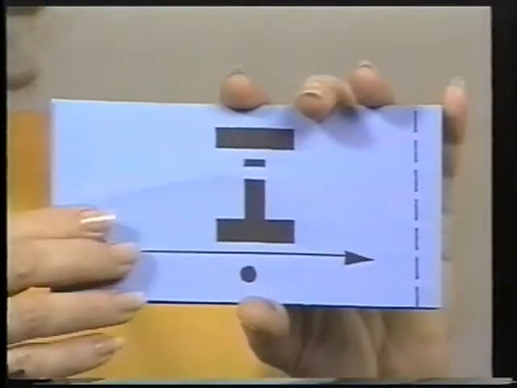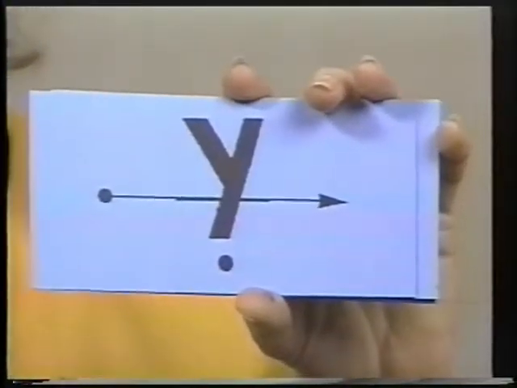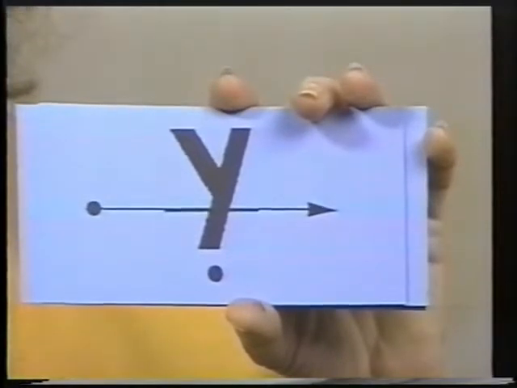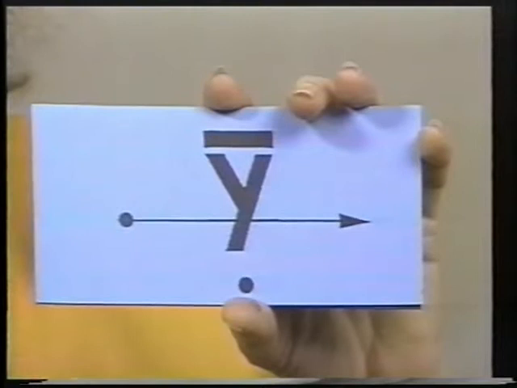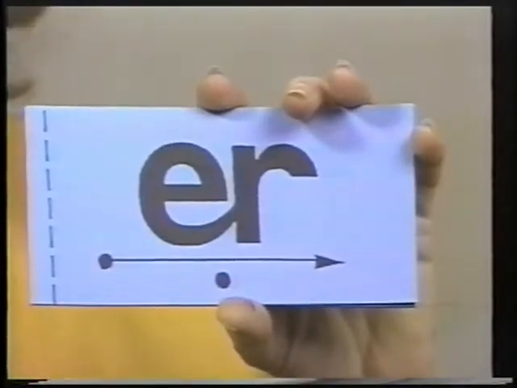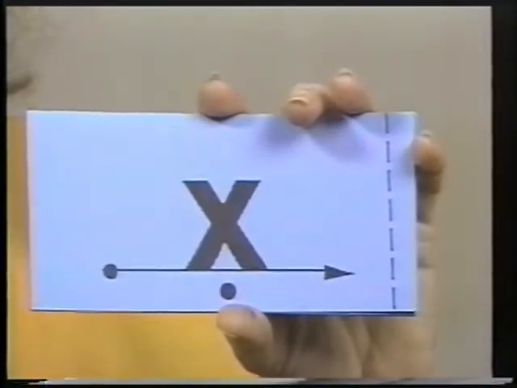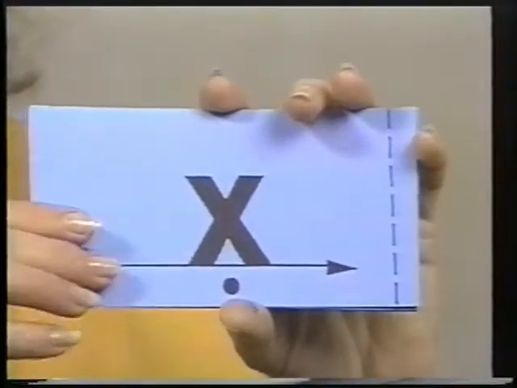Here are the sounds that are introduced in this lesson span. I with a line over it is I, as in mine. The letter Y represents the sound Y, as in yard or yellow. A Y with a line over it represents I, as in fly. The letters ER say ur, as in mother. The letter X makes the sound X. It's the K and the S sound together.